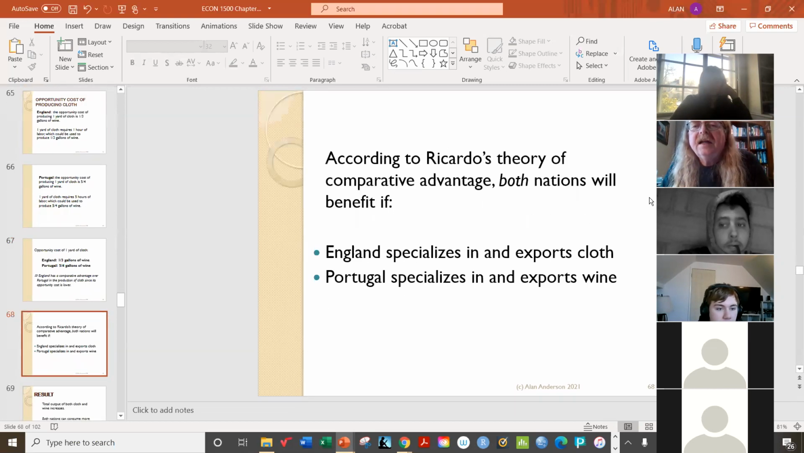Now, this will increase output in both countries. And that means consumers will benefit in both countries. There will not be any trade, as Smith said, if they are trying to take advantage of each other. If they don't both benefit, then no trade will take place at all.